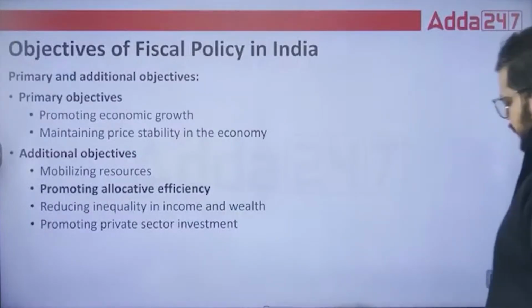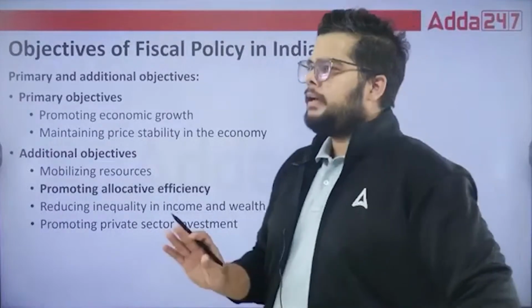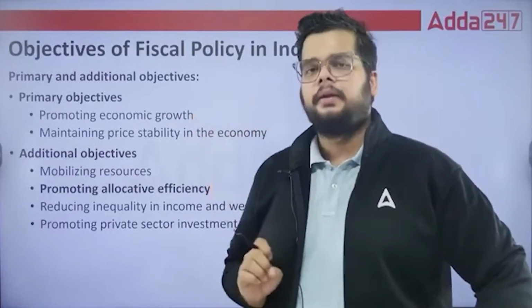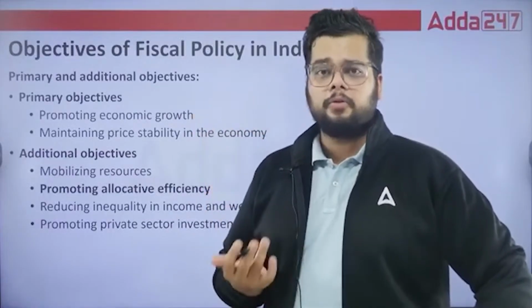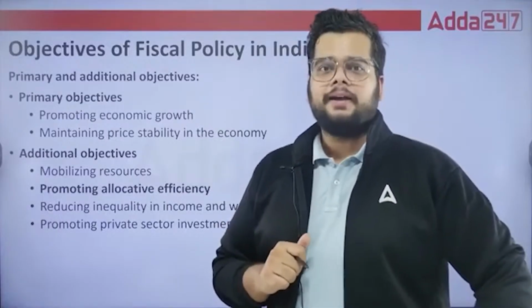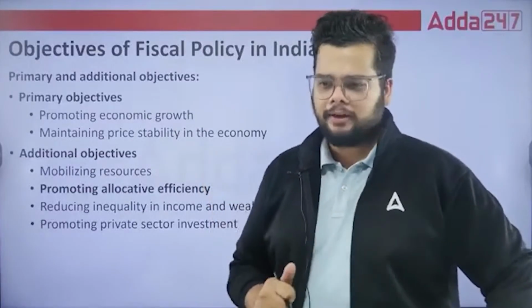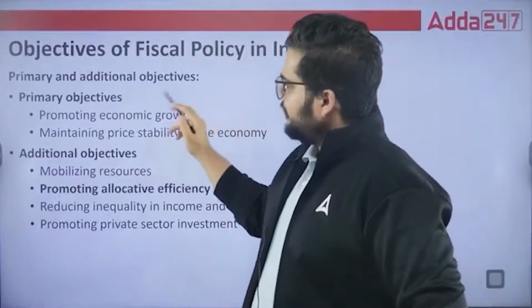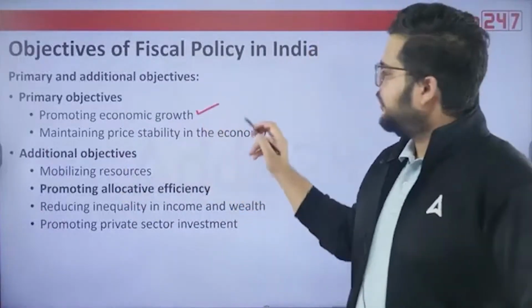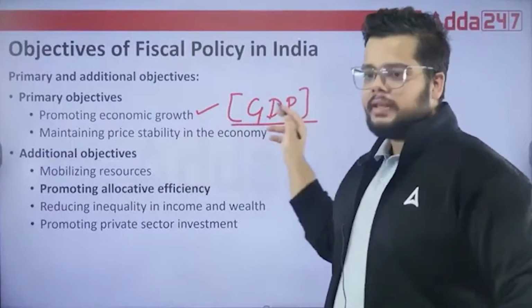Okay, so before dwelling deep into the union budget, let's see what are the objectives of fiscal policy. Simple objective is to have a particular number in the mind, that is GDP. GDP growth must be there. Along with that, some social objectives must also be met via various subsidies which the government will be disbursing, and they will form the part of expenditure of the government. So primary and additional objectives, two types of objectives, you can bifurcate them into. Primary is promoting the economic growth, basically having the GDP numbers in mind and trying to achieve these numbers.